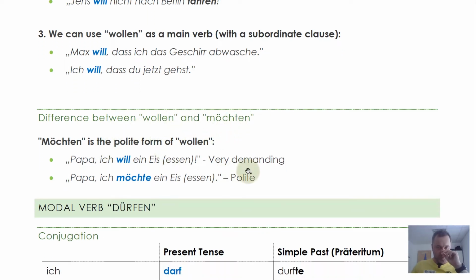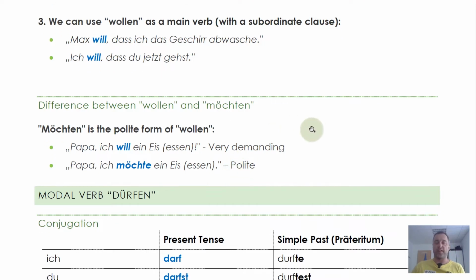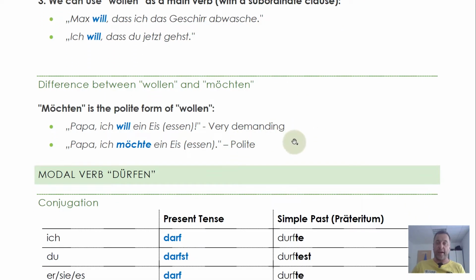I have one more example here to make it more obvious. Papa, ich will ein Eis essen. This is very demanding. Compared to Papa, ich möchte ein Eis essen. This is much more polite. So it's more likely that you actually get your ice cream.